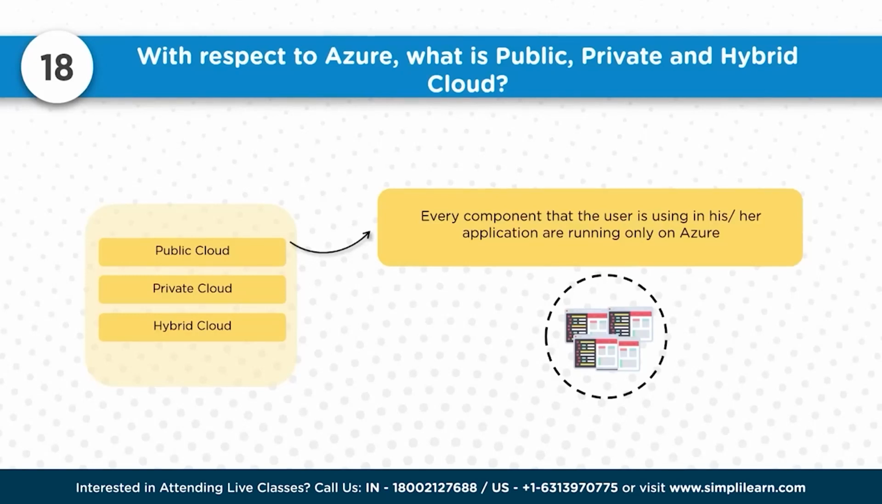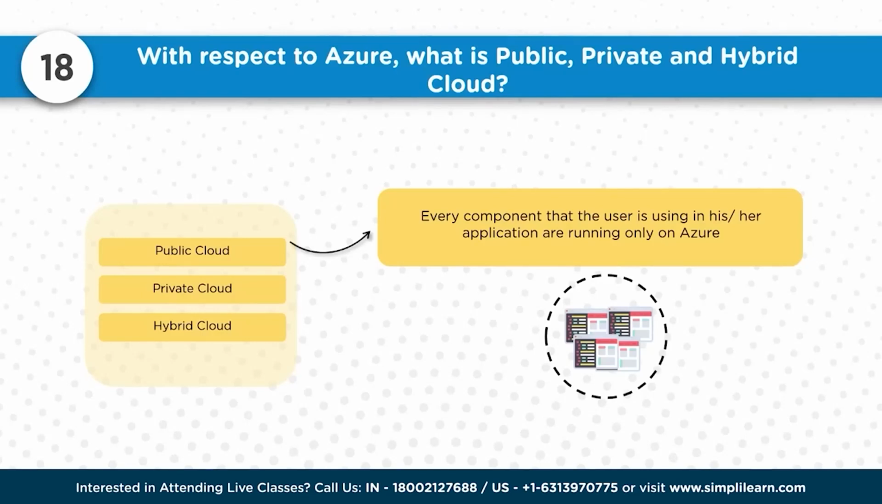Now, the public cloud is the most common way of deploying cloud computing applications, and it has resources like servers and storage that are owned and operated by third-party cloud service providers like Microsoft Azure. Microsoft Azure is a very good example of public cloud. So here, every component that the user is using is running only on Azure. That's public cloud. Let me talk to you about some of the advantages of public cloud.